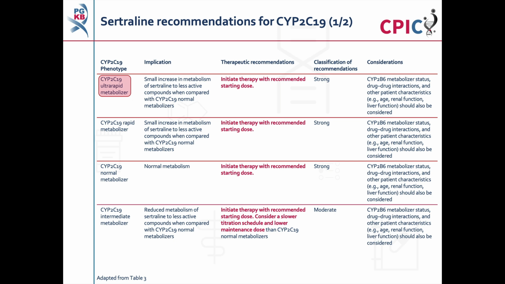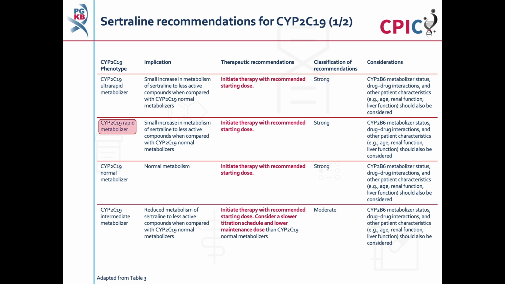Patients with a CYP2C19 ultra-rapid metabolizer phenotype will have a small increase in metabolism of sertraline compared to normal metabolizers. These patients can begin sertraline therapy at the recommended starting dose. This is a strong recommendation.